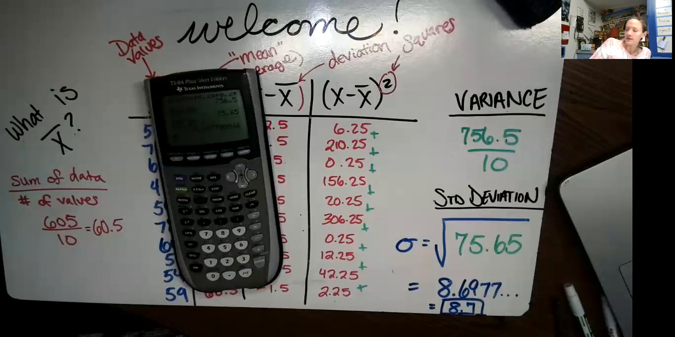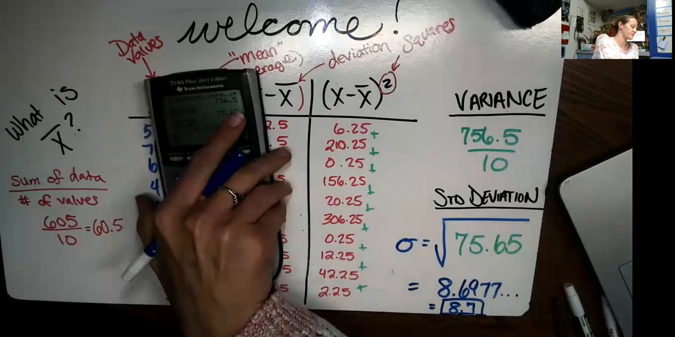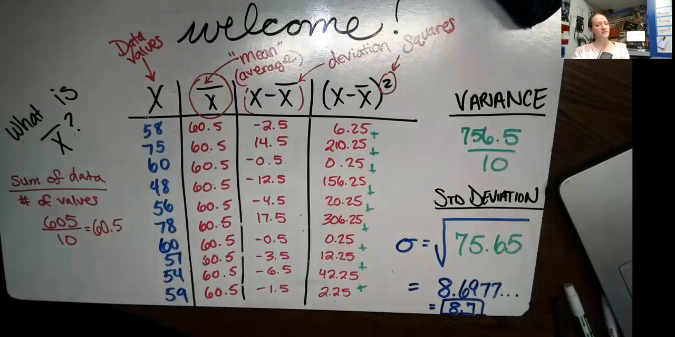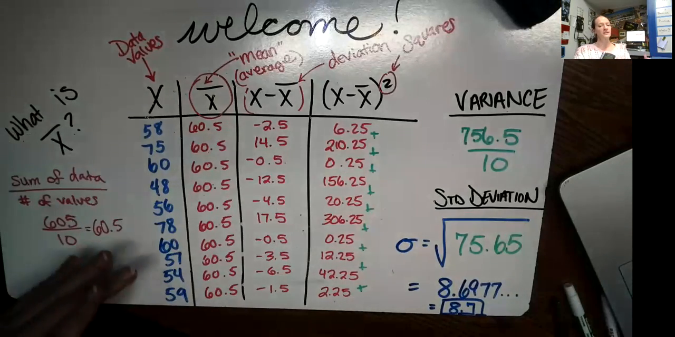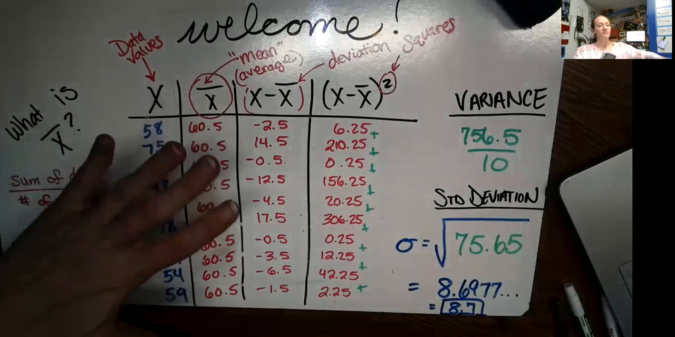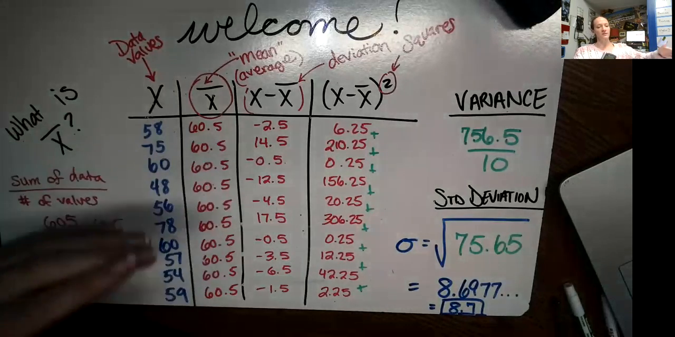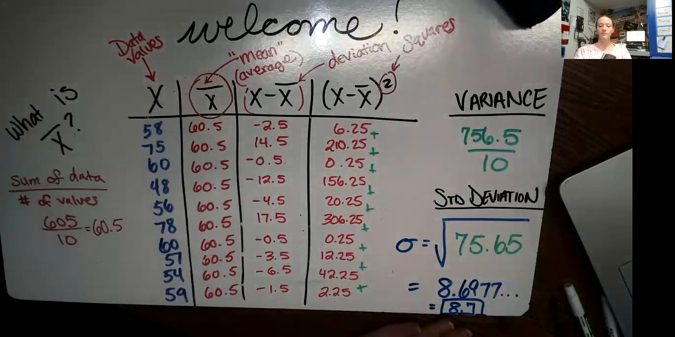What does that mean? Well, 8.7 tells me how far, remember, standard deviation is the measure of how a typical value varies from the others. When we were looking at these ones, the 58, 75, 60, 48, the typical variation of one to another was about 8.7. So it is in some sense an average.